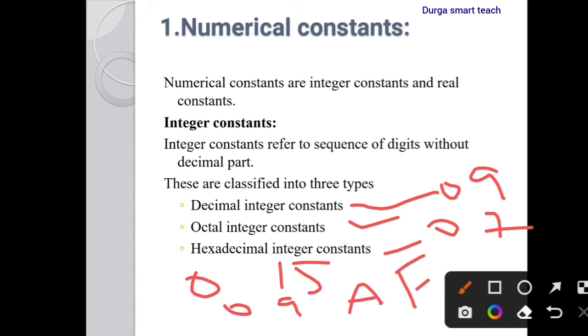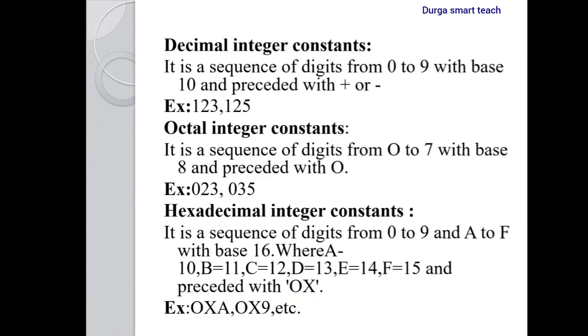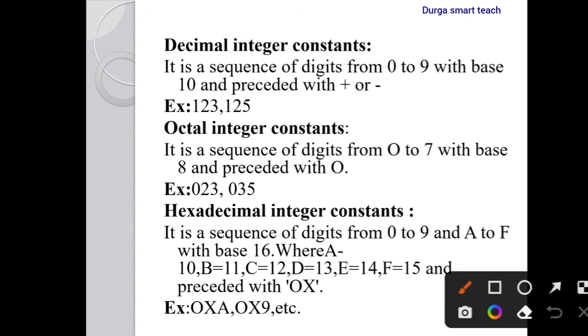Here, a decimal integer constant is a sequence of digits from 0 to 9, total 10, that's why it is called decimal, with base 10, and may be preceded with a plus or minus sign. This is the example for decimal integer constants: 123, 125, 175. Only the digits 0 to 9 are used.